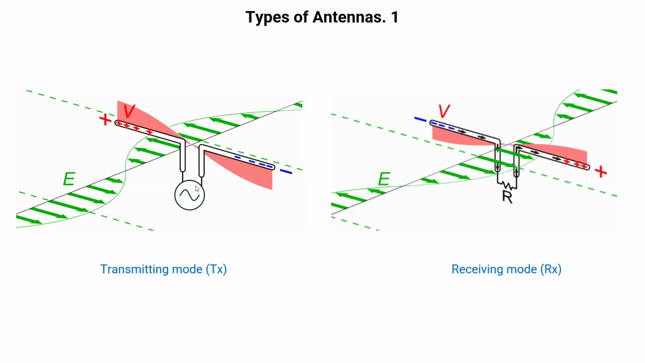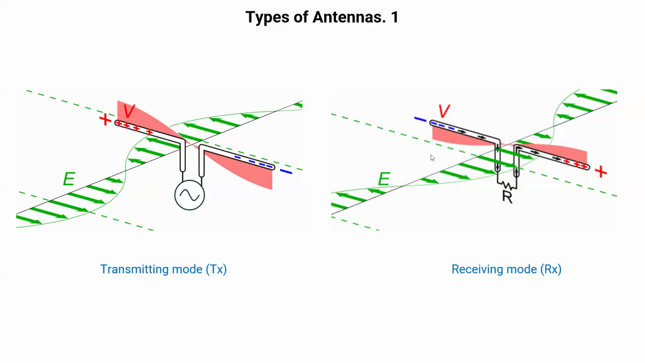So in the transmitting mode, we drive the current on the antenna by using some sort of generator, right? And this current oscillates in time, just like our dipole oscillating in time. And this oscillation of current creates the radiated field, as demonstrated here for the radiated field shown in green.